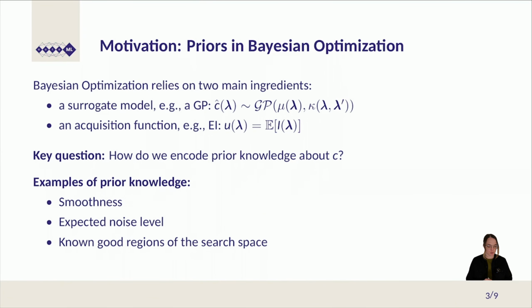For that, we will first have a look at where in Bayesian optimization we already have priors. And then we will address the key question, how we can encode such prior knowledge, for example, about the smoothness of our objective function or the expected noise level, or known good regions of the search space, natively in our Bayesian optimization loop as an additional prior.